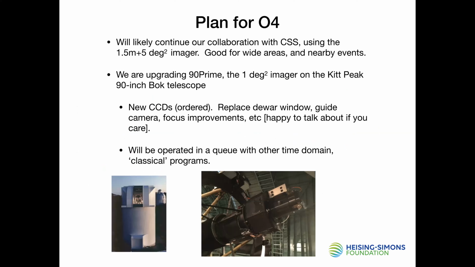Okay, so what are we going to do going forward? I'll just tell you real quick. I'm really nervous about going deep enough, and so we are upgrading our prime focus imager on our 90-inch telescope here in Arizona. We've ordered new CCDs. We're replacing a Dewar window, guide camera, focus, et cetera. I'm happy to talk about that. And our intention is to operate this 90Prime 1 square degree imager in a queue mode during not just O4, but for time domain programs in general, starting in early 2022 or so.